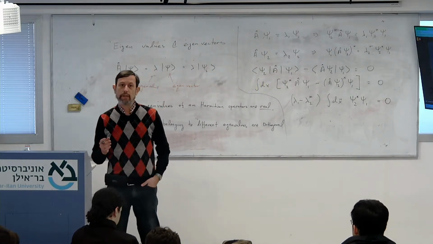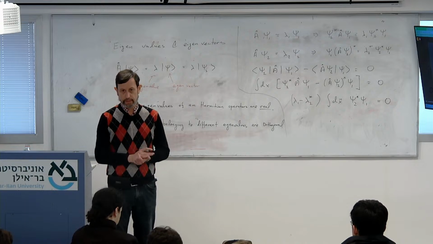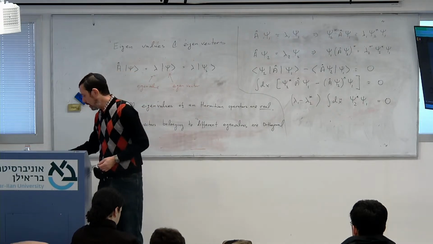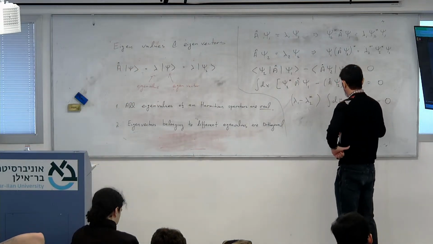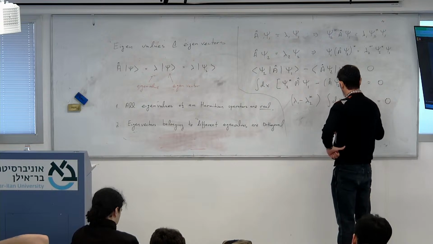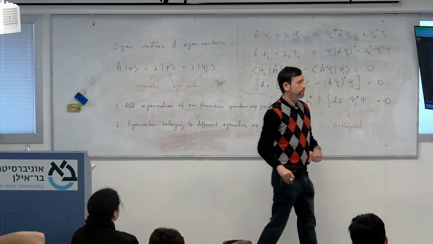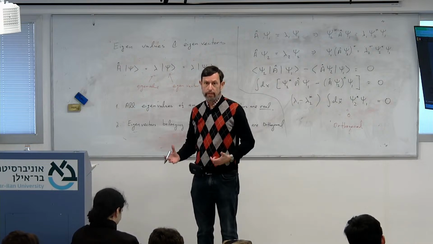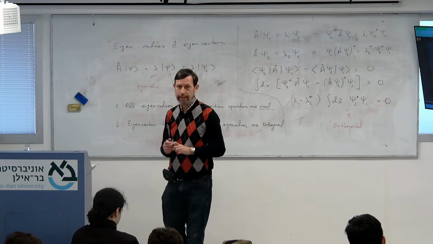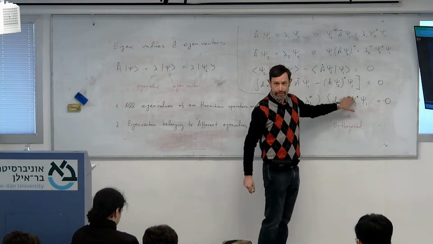If I'm considering psi 1 and psi 2 that belong to two different eigenvalues, the only way that this can happen is that the integral is 0, that is, they are orthogonal. If psi 1 and psi 2 belong to different eigenvalues, they must be orthogonal. Otherwise, this part is not fulfilled.